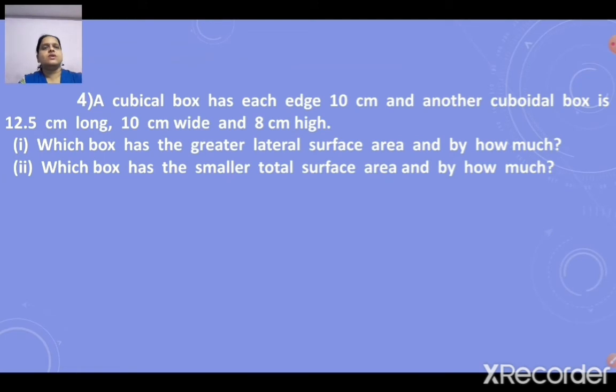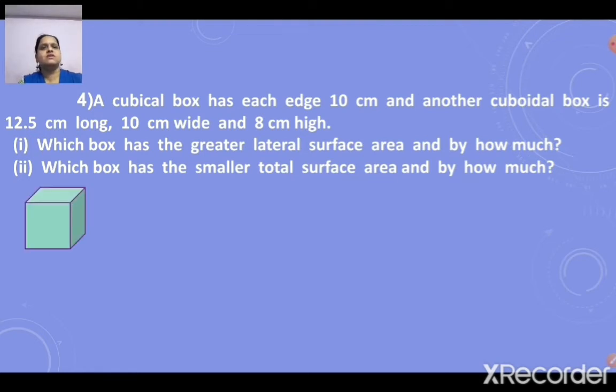See the next one. A cubical box has each edge 10 cm and another cuboidal box is 12.5 cm long and 10 cm wide and 8 cm high. Which box has a greater lateral surface area and by how much, and which box has a smaller total surface area and by how much?